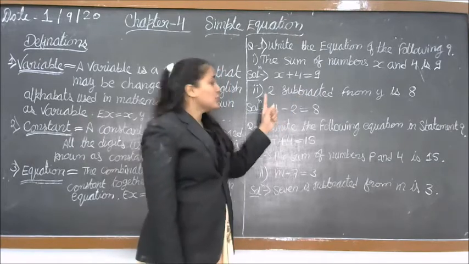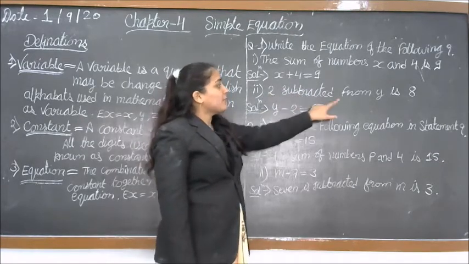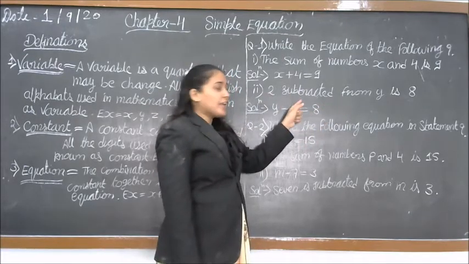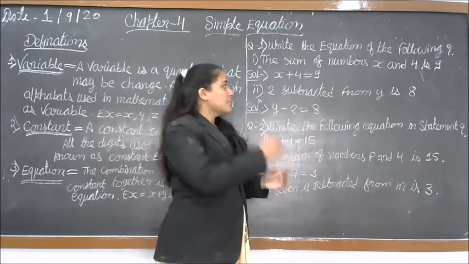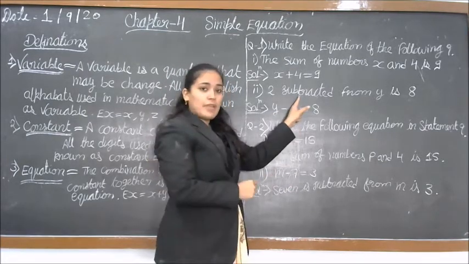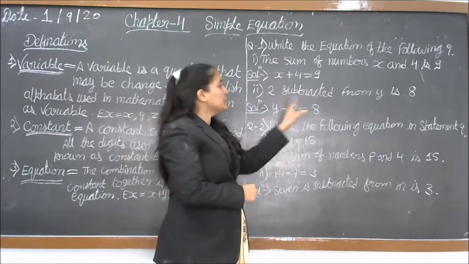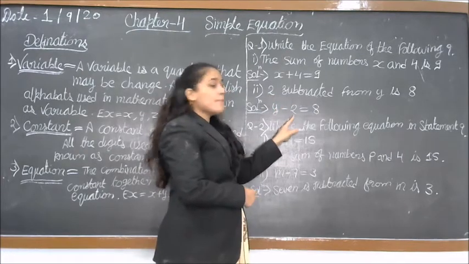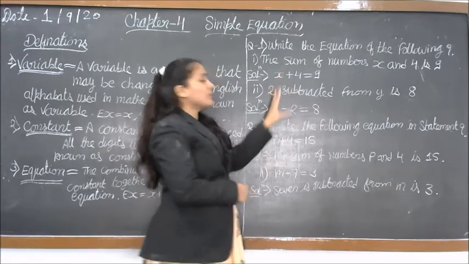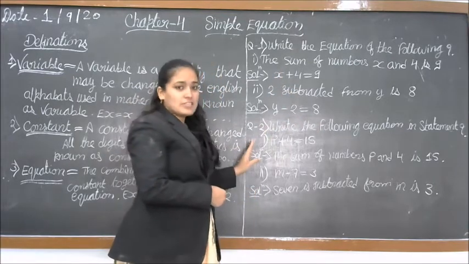Now, second question: 2 is subtracted from y is 8. 2 is subtracted from y means y minus 2. We have to put the operation of subtraction here. So, y minus 2 equal to 8. This is our first question of this chapter.